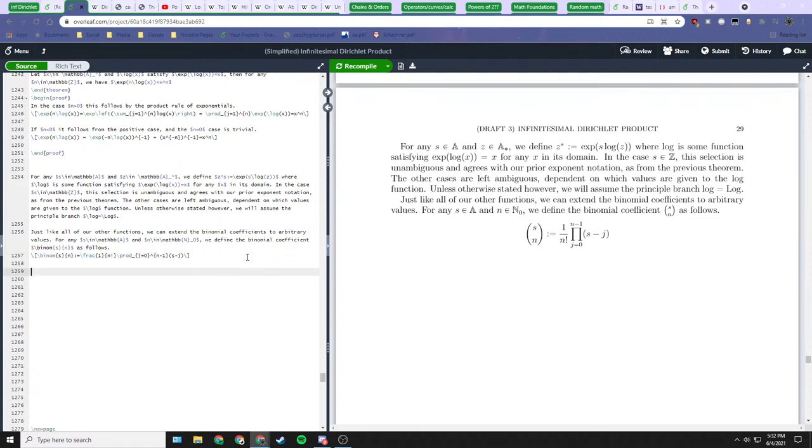And so we can use these in a theorem. So we can say, okay, for each fixed s in A, using the principal branch, we have z power s. Actually, let's do x power s. I'll also change that up here.